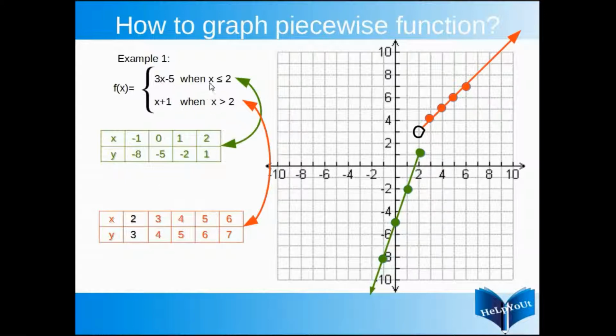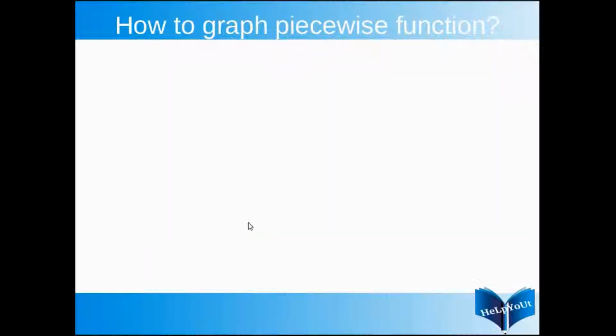For when x equals 2, I have made a closed circle here. If it was like x less than 2, then I had to make an open circle here too. But it is not, because we have equal to here. So I just made a closed circle here. I hope you understood. Another example.